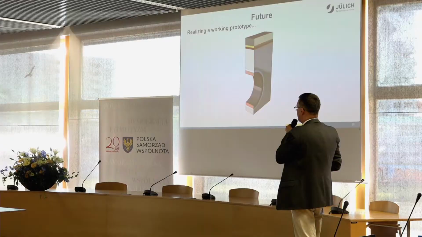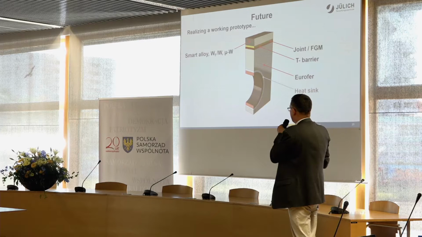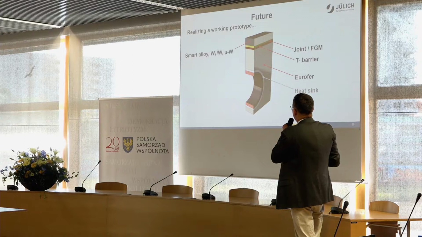Now, speaking about the future, realizing the working prototype, having all these systems that I just presented, it may look as an example of the prototype on the power station, maybe like this: putting microstructured tungsten smart alloy or tungsten fiber reinforced for the plasma loaded part, then followed by a joint to get this onto the structural component. Put the tritium barrier, not to allow tritium to penetrate into the structural material, and finalize everything with the heat sink, which has been developed by our partners. Just uniting all these components in one suite.